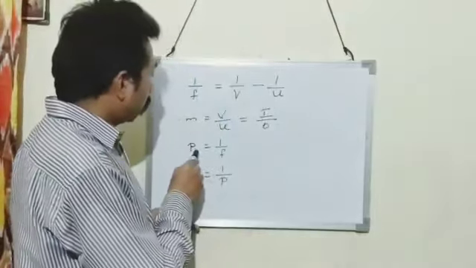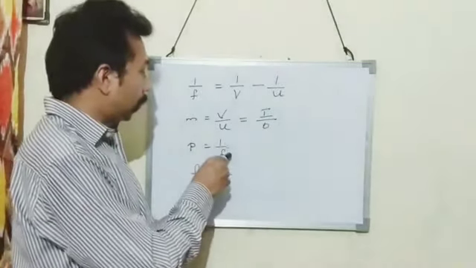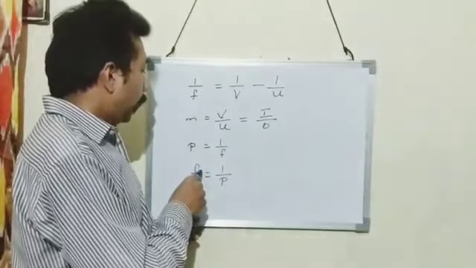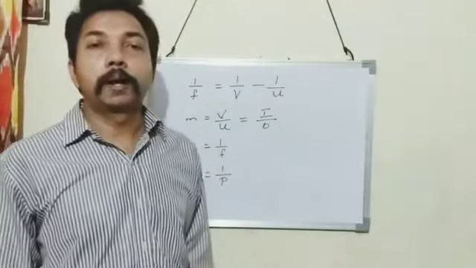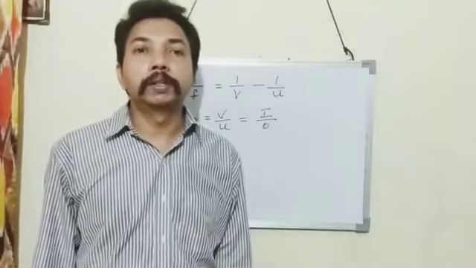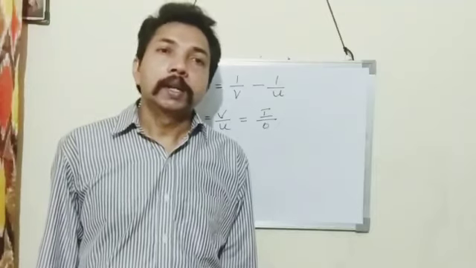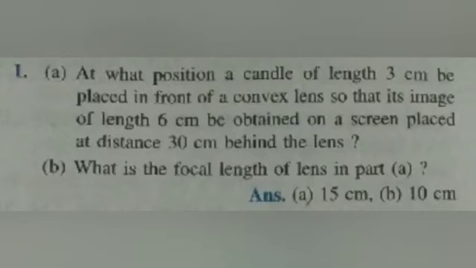The next formula, power is equal to 1 upon F. P stands for power, F stands for focal length, and F is equal to 1 upon P. So these are the formulas needed for solving the numericals of this chapter. Now we will see some of the numericals.